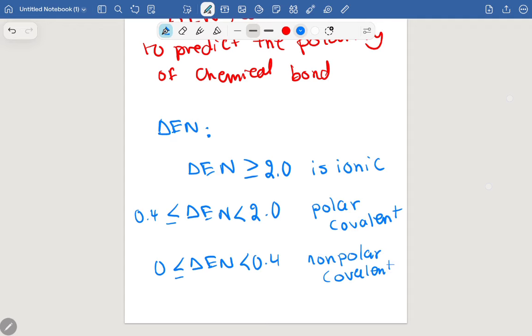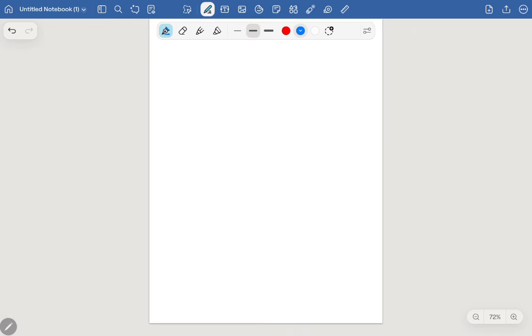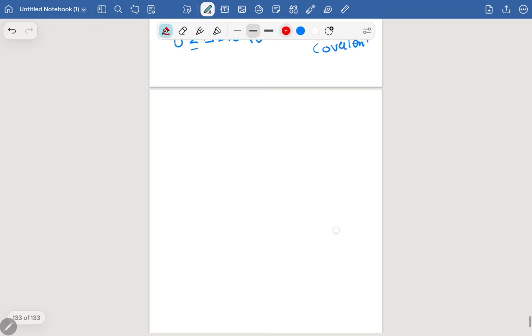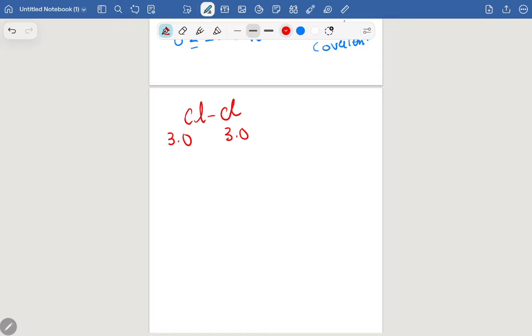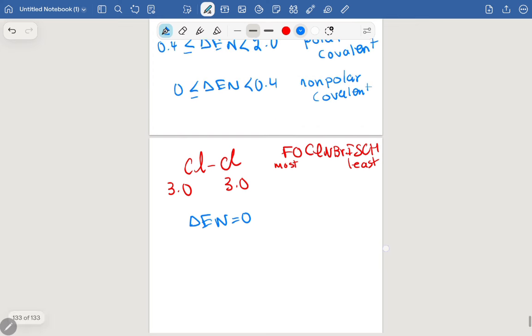Now, let's take an example of a non-polar covalent bond and an ionic bond. The non-polar covalent would be Cl single bond Cl. Cl has an electronegativity of 3.0, and 3.0. Also don't forget to use the periodic table, as it will help you know which is the most electronegative and which is the least. Cl and Cl, the delta electronegativity is going to be 0, which is less than 0.4, so this is a non-polar covalent molecule.